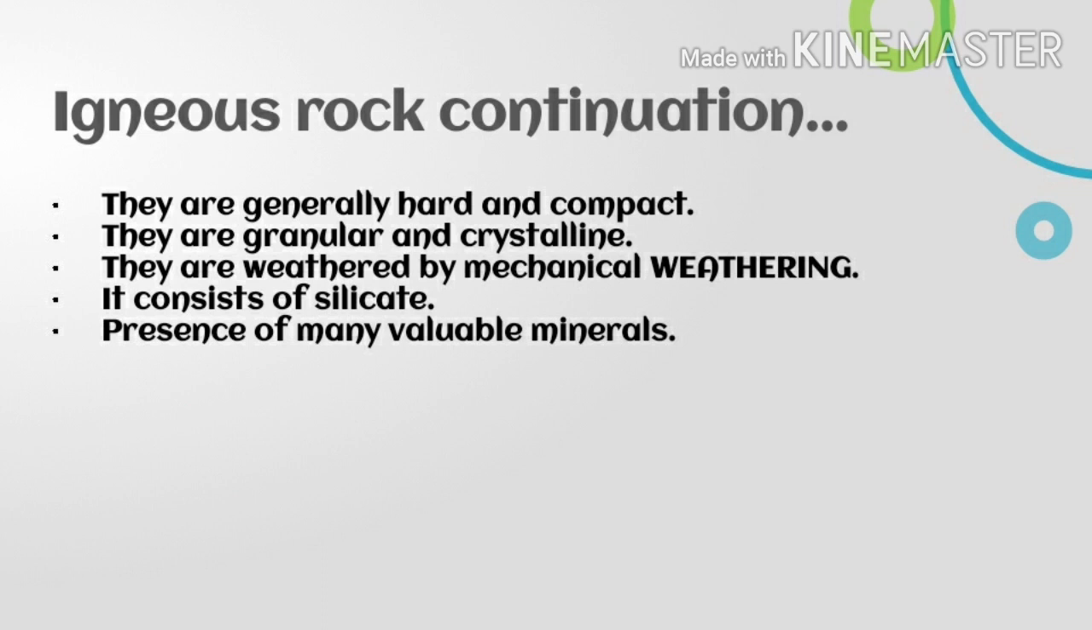So weathering takes place via mechanical weathering. Other types, such as organic weathering and chemical weathering, do not take place. Only mechanical weathering weathers this rock material, and it consists of silicate. Lots of silicate is present in this rock material.